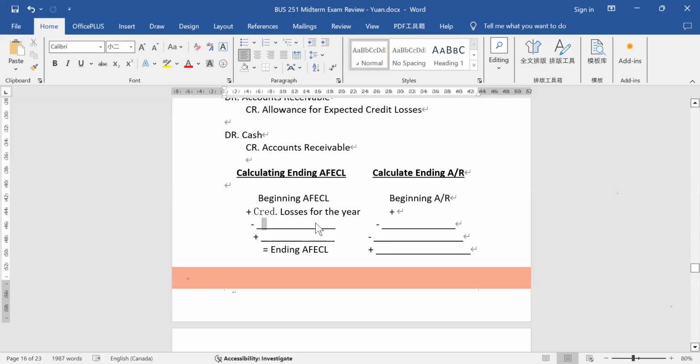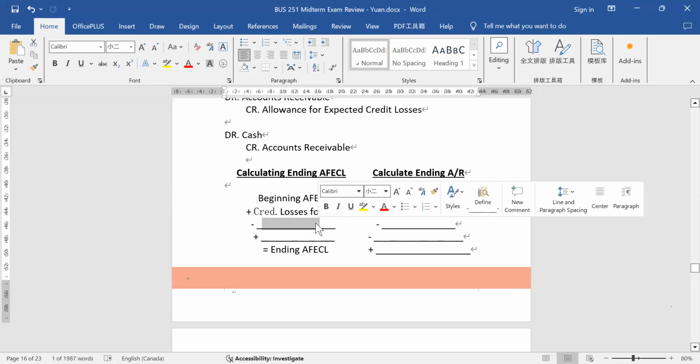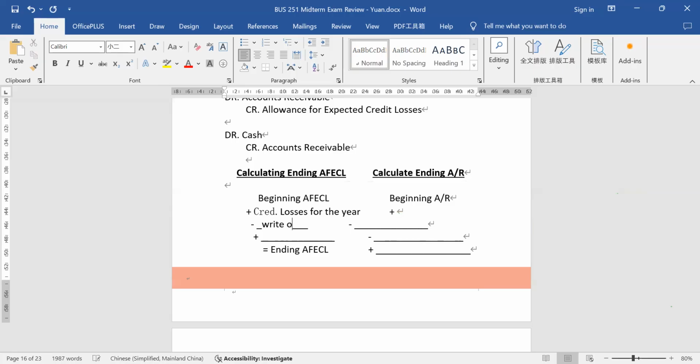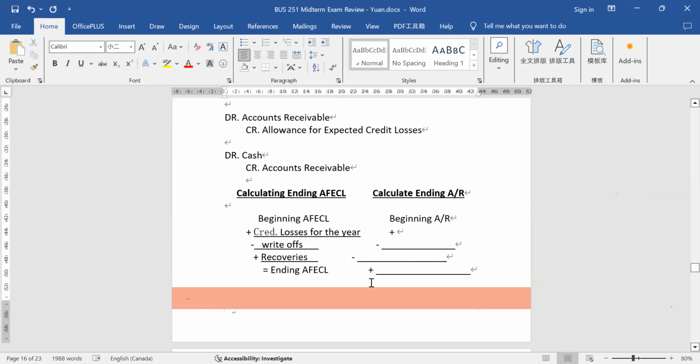And then if you have write-offs, because they have already been erased, you have to subtract the write-offs here. And you have to add on the recoveries. If you have any recoveries, you have to add them back. And then you get the ending AFDA or the ending AFECL. And this is one method. It's called the credit sale method.